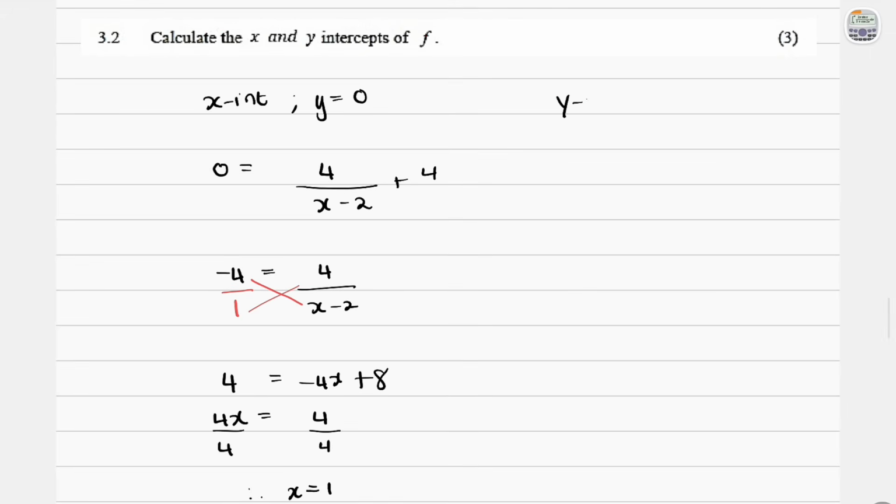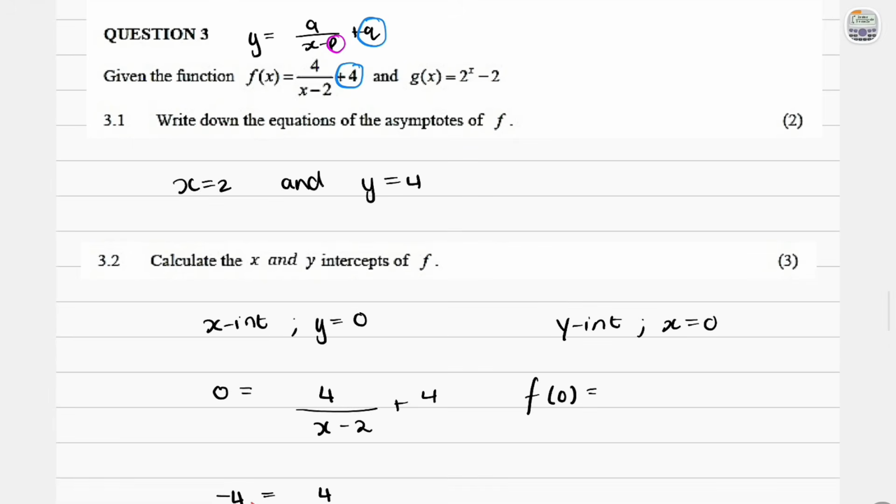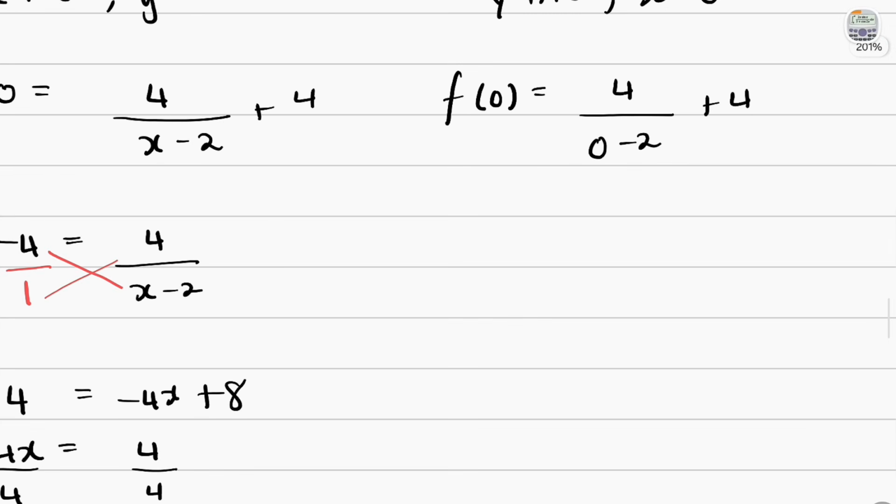And so to find the y-intercept, we simply make x equal to 0. So in place of x, substitute 0. We have f of x, I'll say f of 0. Where I see x, I substitute 0. And that is 4 over 0 minus 2 plus 4. So f of 0 equals, 0 minus 2 is negative 2, 4 divided by negative 2 is negative 2. Then plus 4, 4 minus 2 is equal to 2.